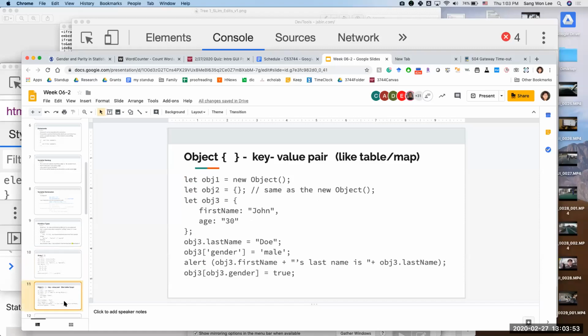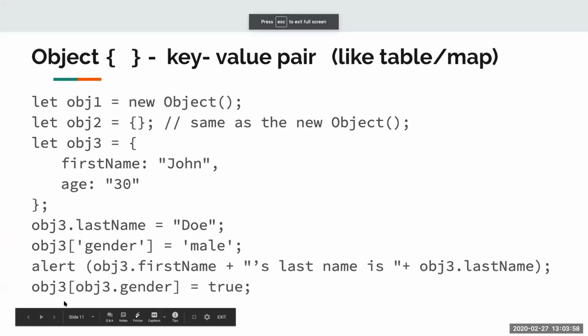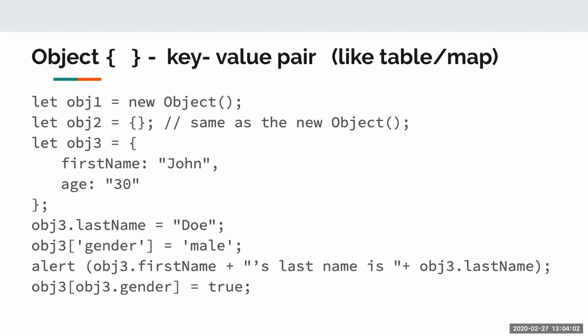Now it's going to get interesting. Object is kind of like a table or map if you use Java. What's it in Python? What's the name of the table in Python? Dictionary, yeah, dictionary. Anything that has a key value pair, you can use an object in JavaScript. You can declare it with new Object, or we can just declare it with this bracket, the curly bracket.